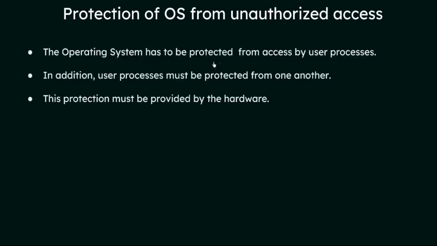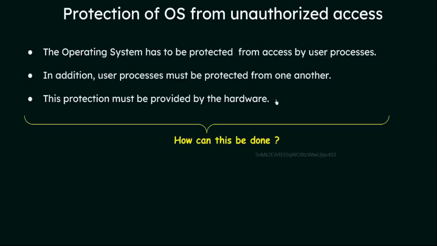As I said, the operating system has to be protected from access by user processes. In addition, user processes must be protected from one another. This protection must be provided by the hardware. We must protect user processes from accessing one another, because one user process may be trying to do something and another user process should not come and interfere or modify it. So this protection of the OS from unauthorized access, as well as protection of user processes from one another, must be provided by the hardware. That is why we are discussing the basic hardware here.